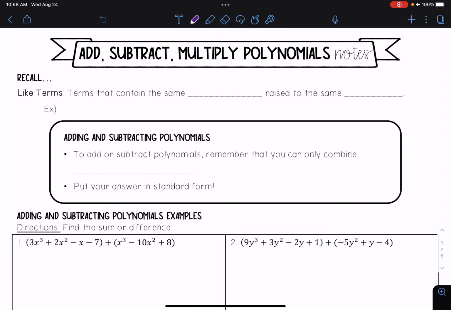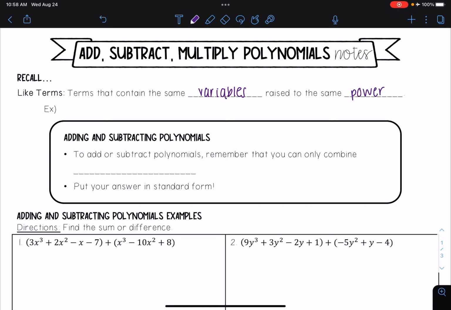Hello everyone, today we'll be talking about adding, subtracting, and multiplying polynomials. So first, just to recall, we have something called like terms when we are combining things, and those are terms that contain the same variables raised to the same power.